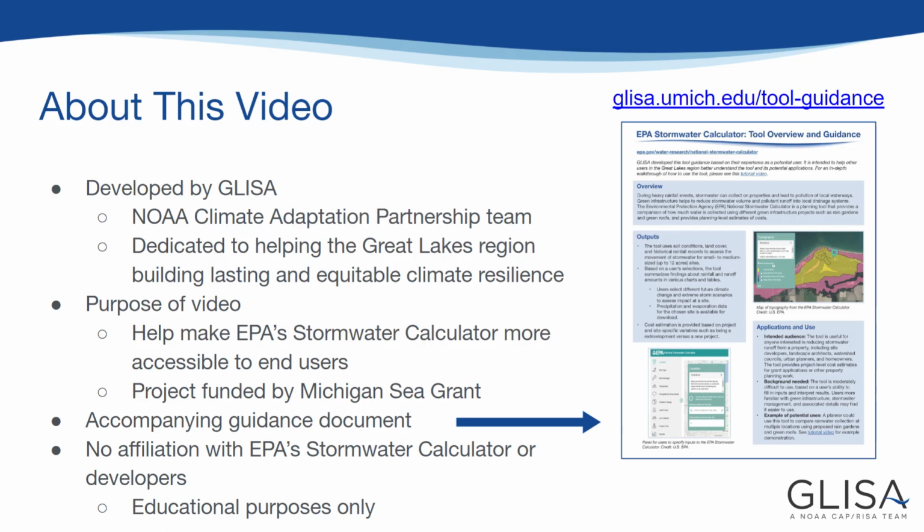This will conclude our demonstration for how to use the Stormwater Calculator, and I hope that this was a helpful walkthrough. This video was created by GLISA, a climate adaptation partnership team funded by the National Oceanic and Atmospheric Administration, dedicated to helping the Great Lakes region build lasting and equitable climate resilience. Under a project funded by Michigan Sea Grant, this is one of several tutorial videos intended to help make climate, weather, and coastal resilience tools more accessible to end users in the Great Lakes region.